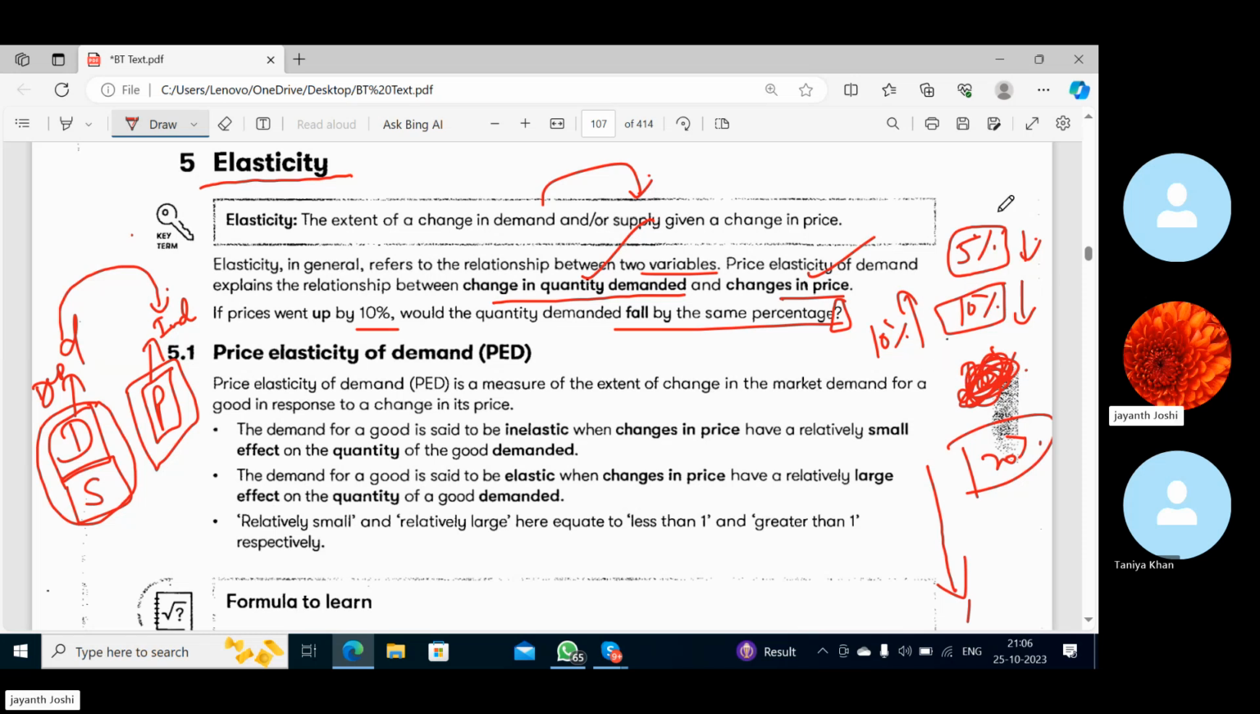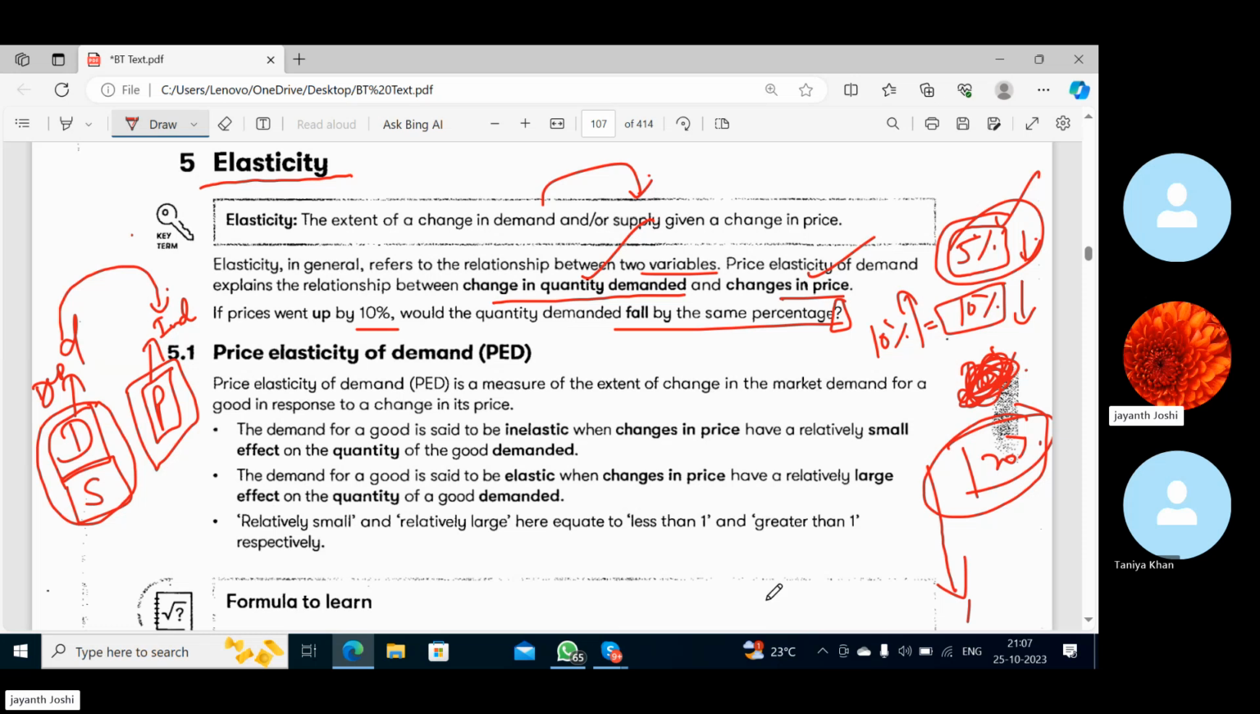Almost equivalent change. So here the change was very less, which means the responsiveness of demand was very less. Responsiveness of demand is very high in another case, and equivalent in the other. So when a very small change in price changes the demand to a very high extent, we can say that is elastic demand. What do we call that? Elastic demand.